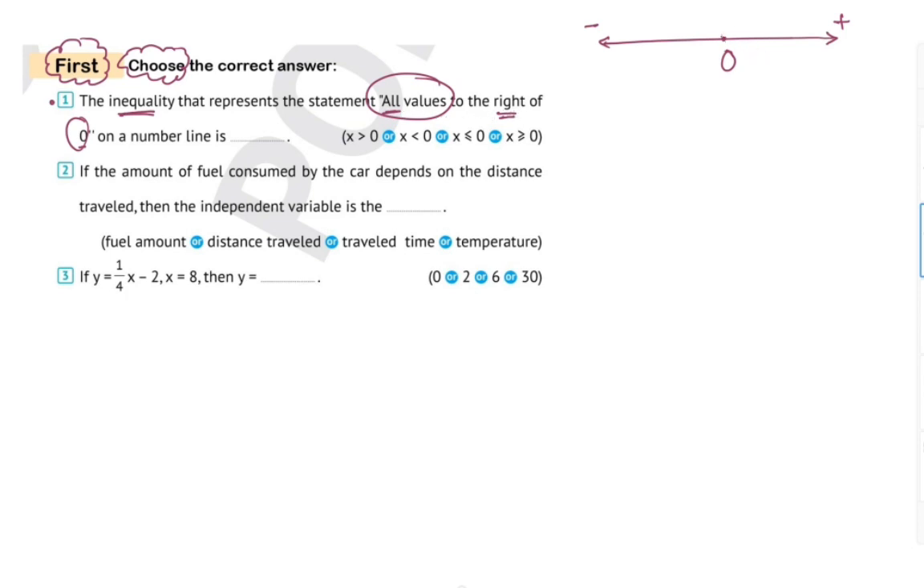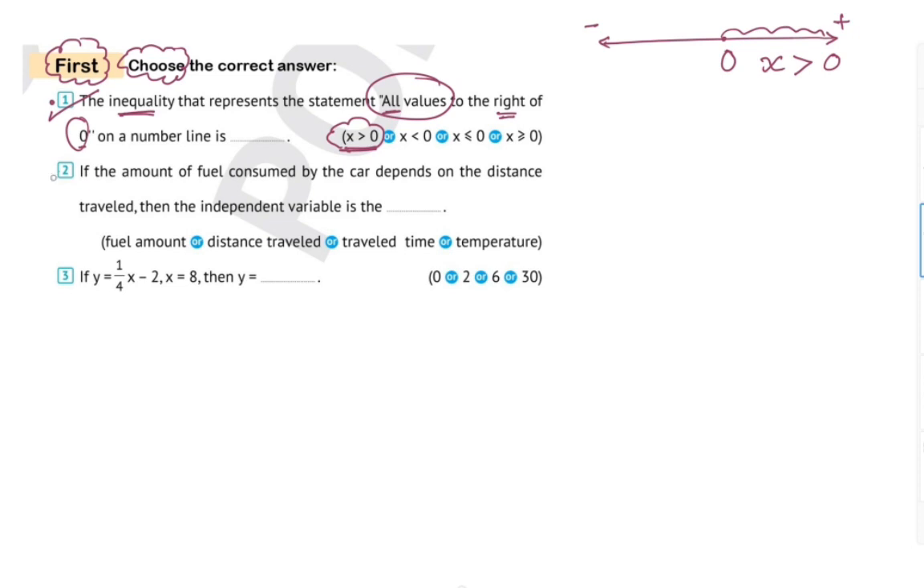Now this part, I can write it as x greater than or less than, of course greater than, equal or not equal. He said to the right of 0 but not 0, so I will not write this equal sign here. So x greater than 0 is the right one.